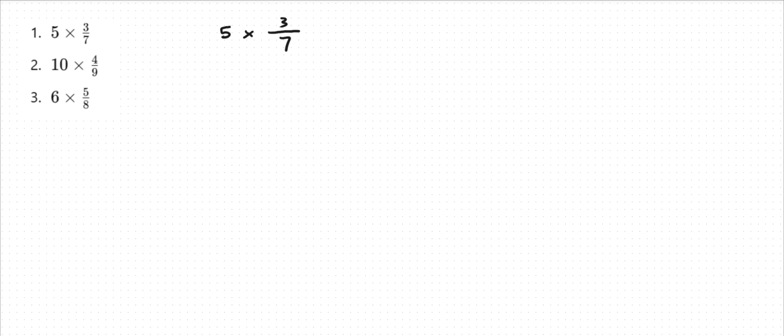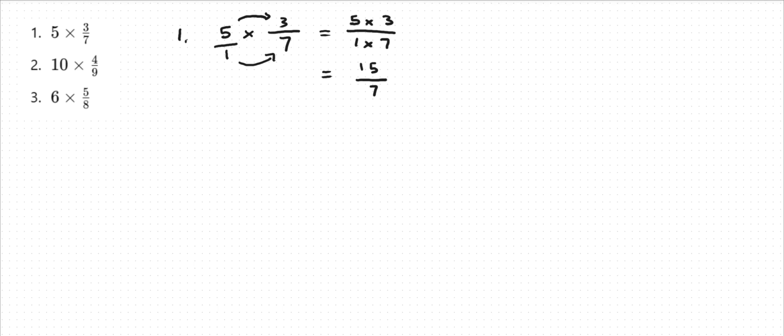Indeed, any whole number can be turned into a fraction quite easily. To do this, all we want to do is put it over 1. Right, now that we've done that, we can do our numerator multiplied by our numerator and our denominator multiplied by our denominator. So our first question is going to be equal to 5 times 3 over 1 times 7. Now in this particular case, that is going to be equal to 15 over 7.